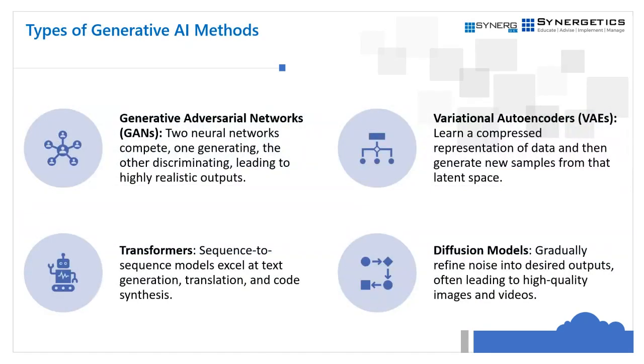Some of the models or generative AI methods that we use to build the large language models or generative AI models are GAN, transformers, variational autoencoders, and diffusion models. And there are many more, but these are some of the models or methods that we use to build the large language models.